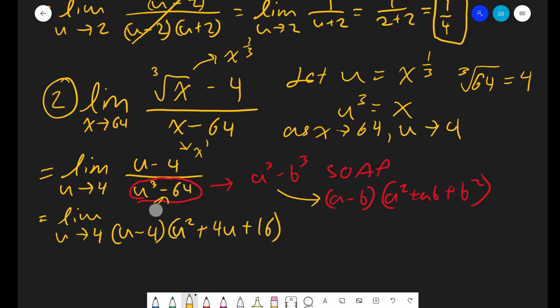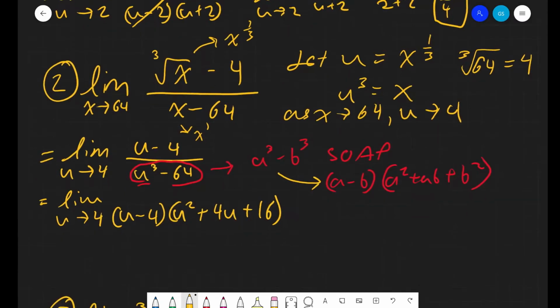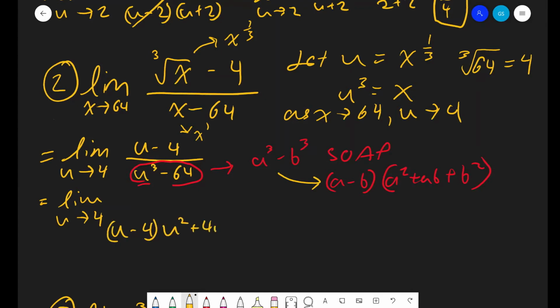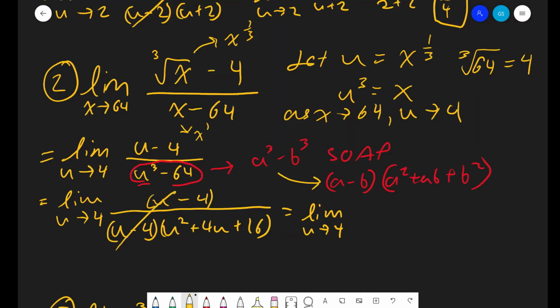So let me just erase this mess here. Or maybe I should have written this a little lower. The limit, okay, u minus 4, u squared plus 4u plus 16 all over u minus 4. So equaling this, the limit of u approaching 4. We can see here the u minus 4 and the u minus 4 actually cancel out, which leaves us with u squared plus 4u plus 16 all over 1.